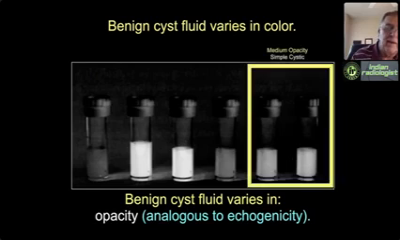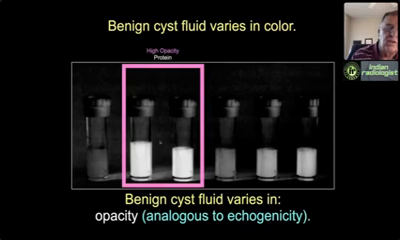They have about mid-level opacity. Well, we have two cysts, the second and third from the left, that have higher opacity. That means there has to be something inside the fluid causing it to be more opaque. What is that? Proteinaceous debris.